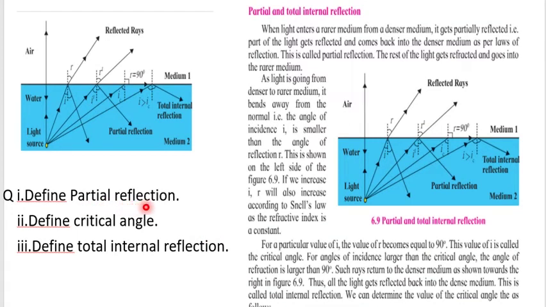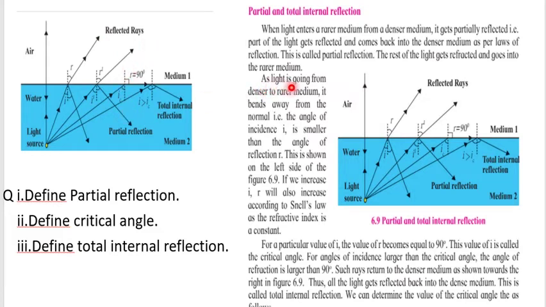Here define partial reflection, define critical angle, define total internal reflection. When the light travels from the denser medium and enters the rarer medium, it is partially reflected, that is part of the light is reflected and comes back into the denser medium as per the law of the reflection. This is called the partial reflection, and the rest of the light gets refracted and goes to the rarer medium.